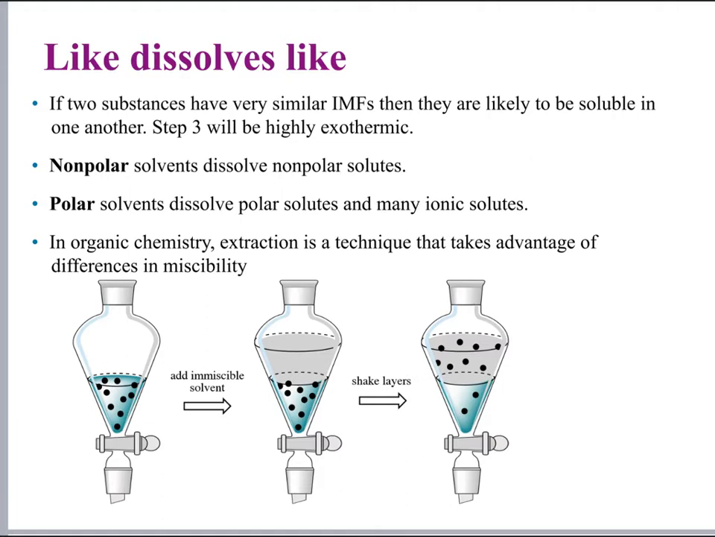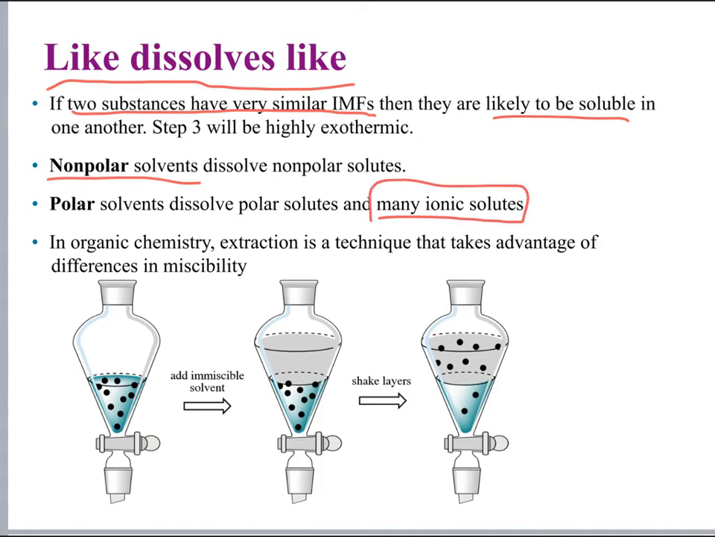So this may be a term you've heard before, whether in this class or outside of this class, like dissolves like. This has to do with whenever we are describing 2 substances that have very similar IMFs. They will be likely to be soluble in one another. So nonpolar solvents dissolve nonpolar solutes, polar solvents dissolve polar solutes, and also ionic solutes because of those electrostatic charges, the positive cations and the negative anions.